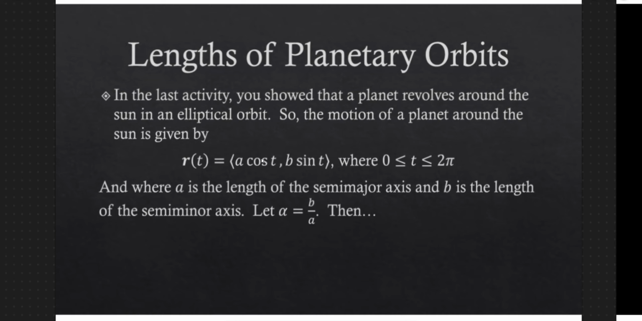So an ellipse can be described in this vector equation, or vector valued function rather. And here, we'll assume the semi-major axis a is along the x-axis and b is the semi-minor axis, and we can describe it with this.